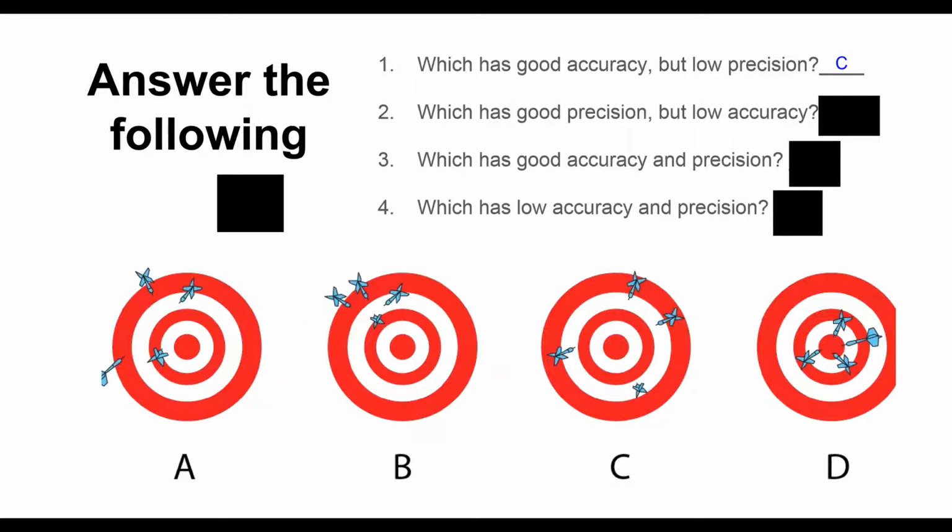If we look at letter C, you can tell that all those darts hit the target, they're pretty close to the middle, but they're not really close to each other. They're kind of spread out. So it's going to have pretty good accuracy, but ultimately pretty low precision. And honestly, the accuracy isn't that great either, but given our options, that's the best choice. All right, moving on to number 2, which has good precision but low accuracy. Again, take a second, pick your choice.